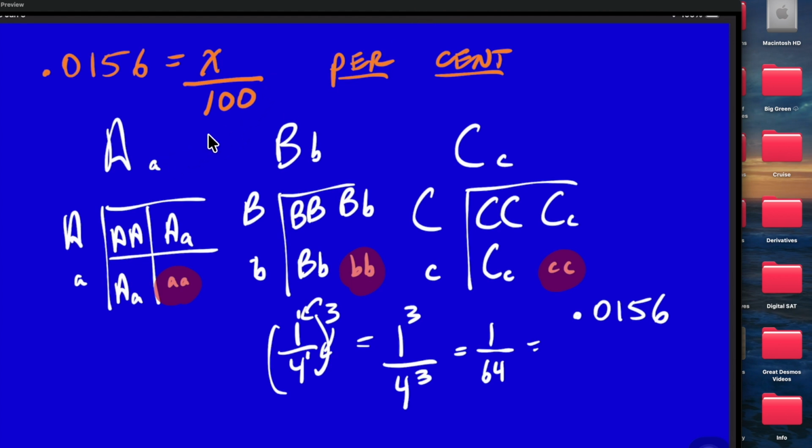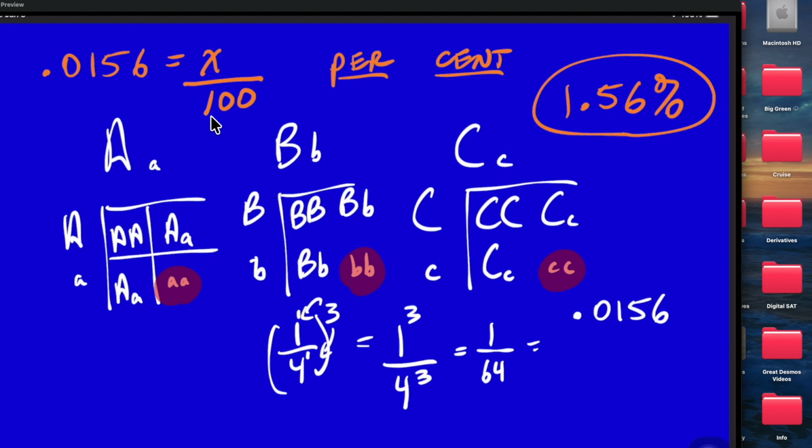So we're going to multiply both sides by 100. And when you multiply the left side by 100, that's tantamount to moving the decimal places 2 to the right. And you're going to get a final answer of 1.56% chance to get all recessive in that cross.